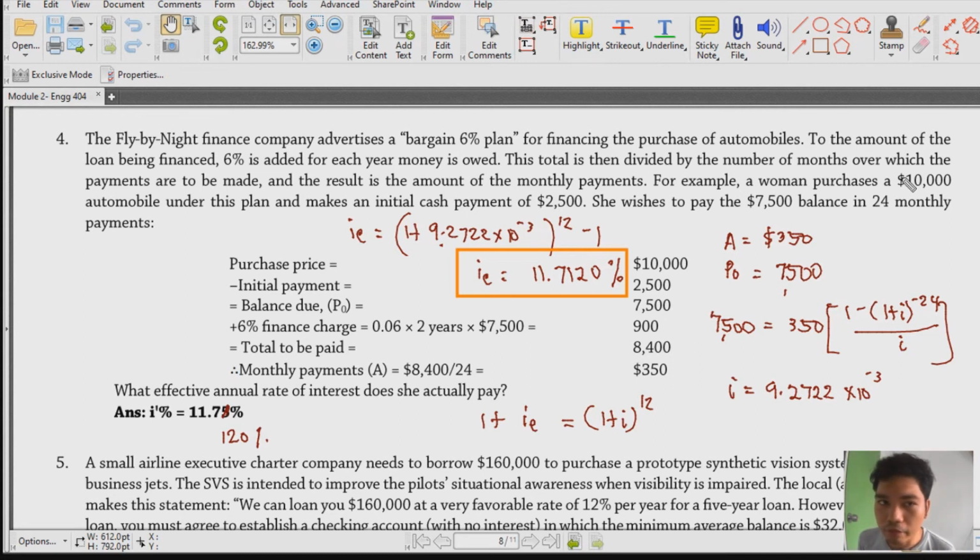Now, we can proceed to number 5. So, again, let's have a recap of what happened in number 4 first. What we used is the balance of 7,500 and then we looked for its interest rate per month. And then we have to compare that to its effective annual rate of interest. So, basically, the effective rate of interest per month, we need to raise that to 12, because the rate of interest per compounded monthly is the 9.2722 to the negative 3, and then you raise that to 12, that is 1 year, then subtract 1 from that, and that gives you the effective annual rate of interest. Now, let's move forward to number 5, okay?